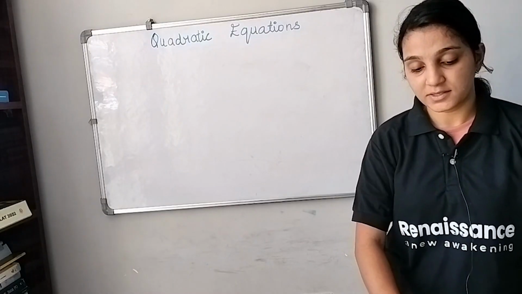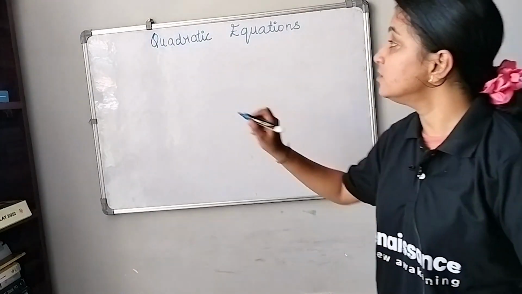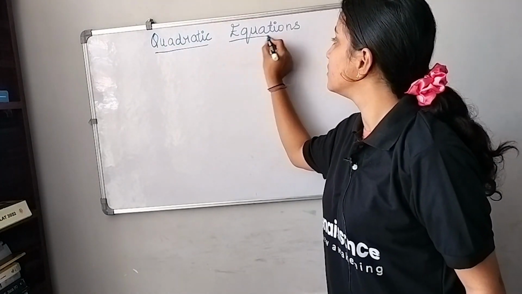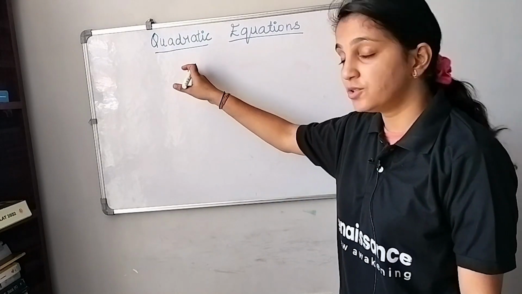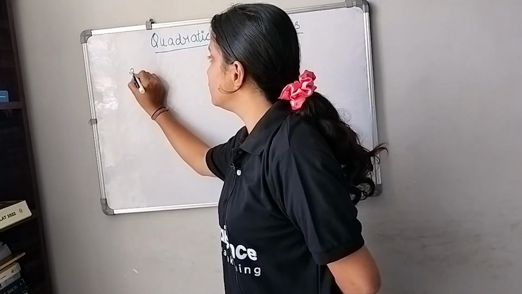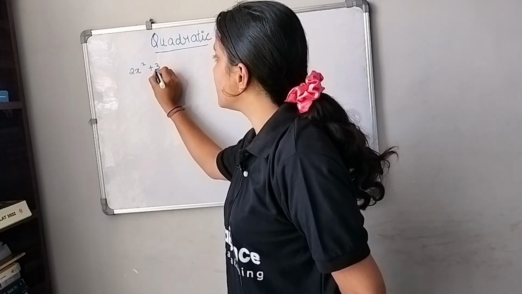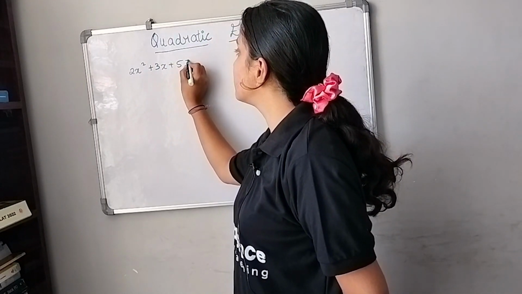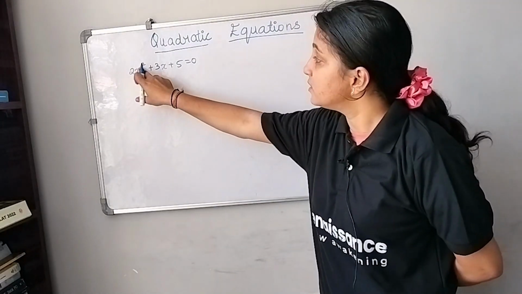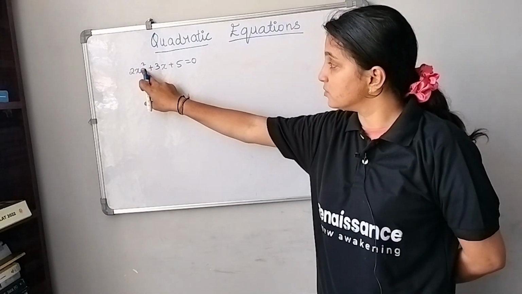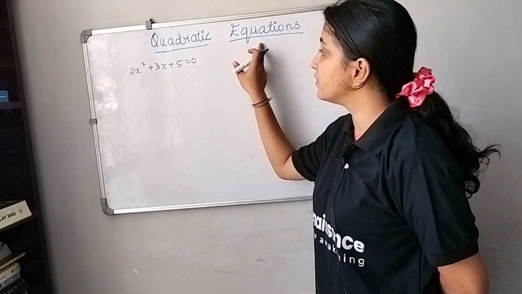Of 10 standard maths, and today we are discussing quadratic equations. Now, what is a quadratic equation? An expression with an equal to sign, like 2x square plus 3x plus 5 equal to 0. Then the highest power is 2. Now here the highest power is 2, therefore it is called a quadratic equation.